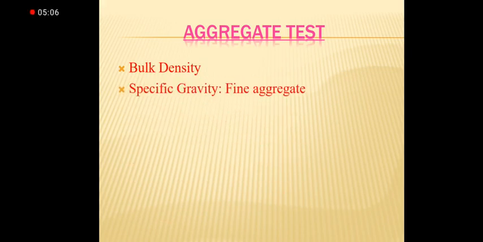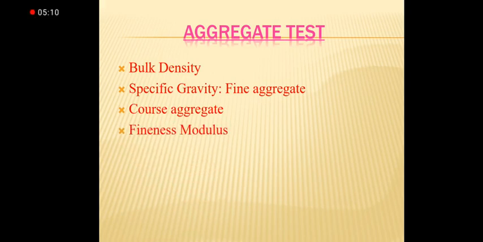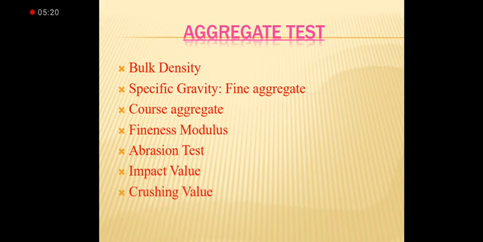Specific gravity for both fine aggregate as well as coarse aggregate, fineness modulus for both fine aggregate and coarse aggregate, which is done by sieve analysis, abrasion test, impact value, and crushing. Abrasion test, impact value, and crushing, these three tests of aggregates are done mainly when we are going to construct a road, because these three tests give us the wear and tear of the aggregate.